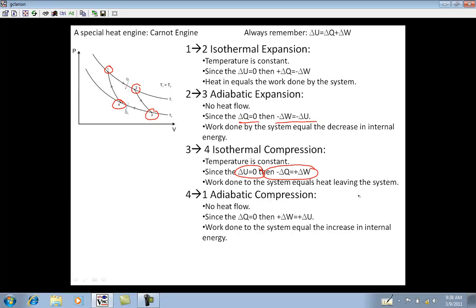Is that a cyclic process? Yes, it's a cyclic process. From 4 to 1, adiabatic compression, again there's no heat flow, and since delta Q equals 0, in this case delta W equals delta U. Work done to the system equals the increase in internal energy. Because it's a cyclic system, when we go from 1 to 1, we know the change in internal energy has got to be equal to 0. That affects the first law as well. I didn't want to spend too much time on that.